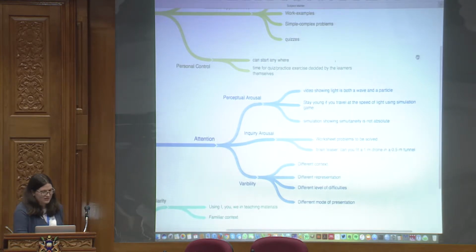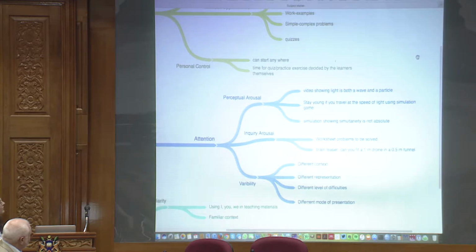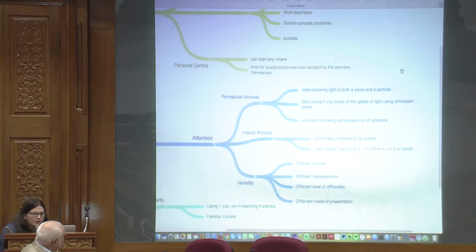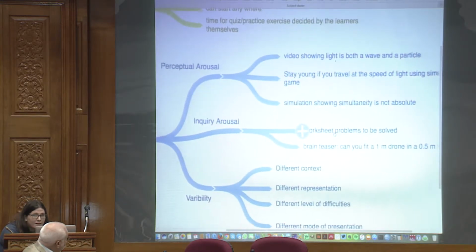Okay. Hello, everyone. So I'm teaching modern physics, which is something that's been brought forward by Einstein. So a lot of things are beyond our common sense. So we start with attention, a perceptual arousal. So normally I will show a video showing that light is both a wave and a particle, because normally we think that light is a wave, but actually it's also a particle.